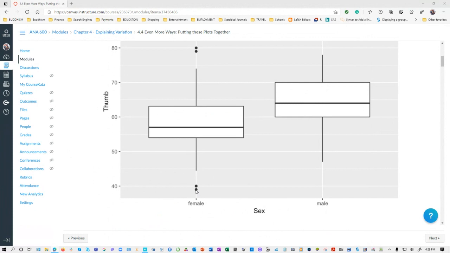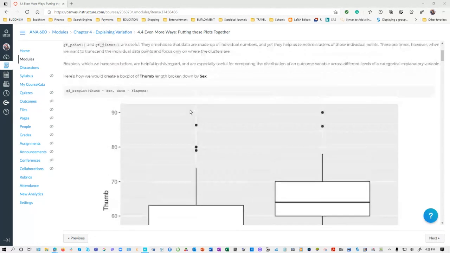See, the end of your whisker would be the maximum and minimum when there are no outliers. If there are outliers, this is not going to be the minimum or maximum. This is going to be Q3 plus 1.5 IQR. This is Q1 minus 1.5 IQR. This is the minimum, this is the maximum. Okay. Now we have a very good, clear idea of what's going on.